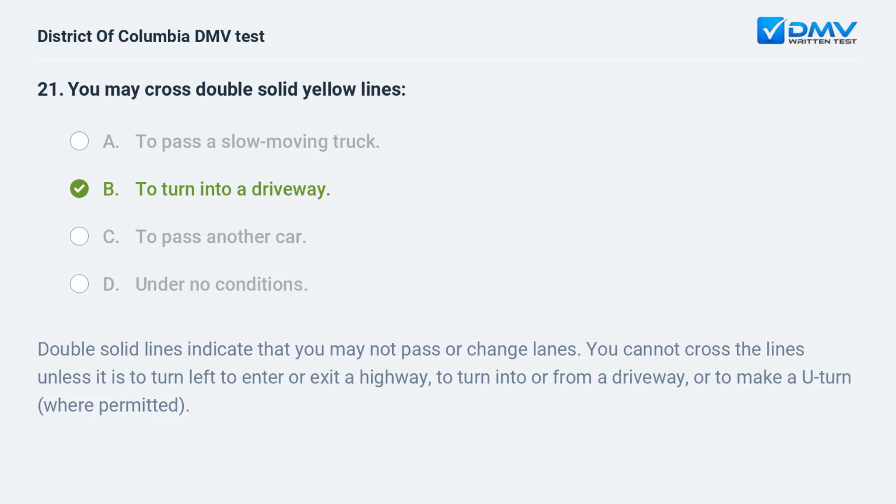Double solid lines indicate that you may not pass or change lanes. You cannot cross the lines unless it is to turn left to enter or exit a highway, to turn into or from a driveway, or to make a U-turn where permitted.